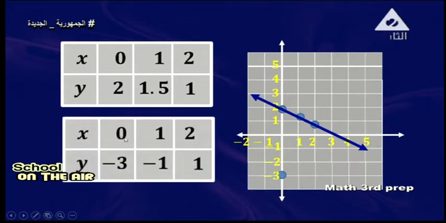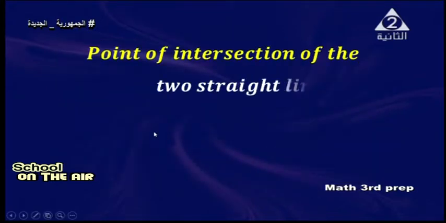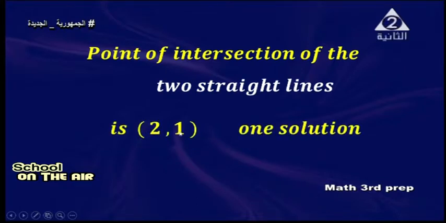The second table: 0 with negative 3, 1 with negative 1, last point 2 with 1. Join the points together to get our straight line which represents the second equation. We will search for the common point, the intersecting point that represents our solution set. So we look for a point on the first straight line and on the second straight line. You will find the common point on the graph is 2 and 1, so the solution set is 2 and 1, the point of intersection of the two straight lines.